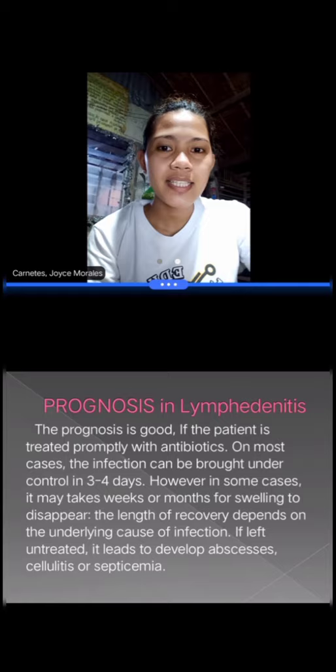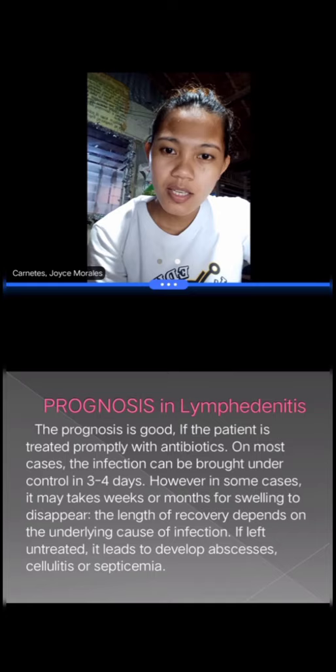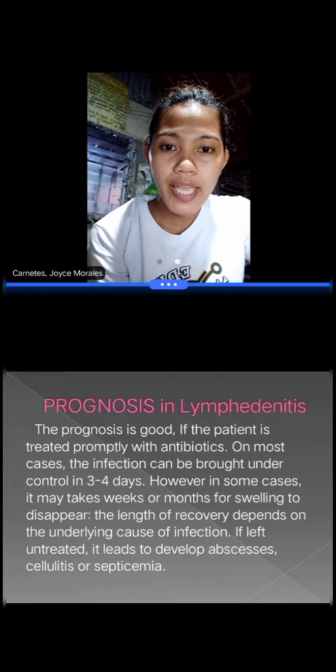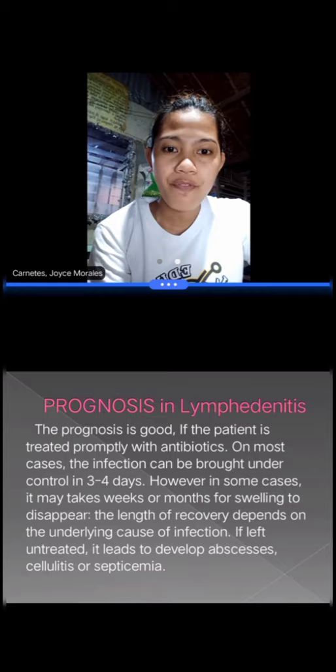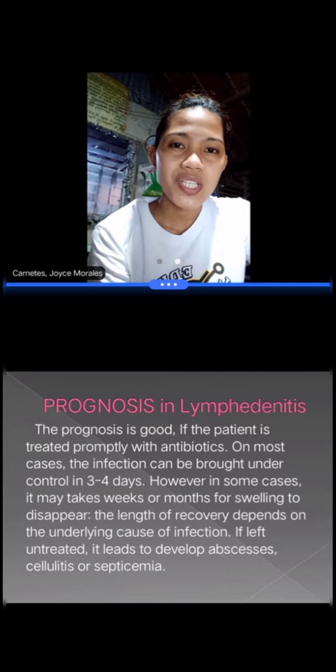Prognosis in lymphadenitis is good if the patient is treated promptly with antibiotics. In most cases, the infection can be brought under control in 3 to 4 days. However, in some cases, it may take weeks or months for swelling to disappear. The length of recovery depends on the underlying cause of the infection. If left untreated, it can lead to complications such as abscesses, cellulitis, or septicemia.